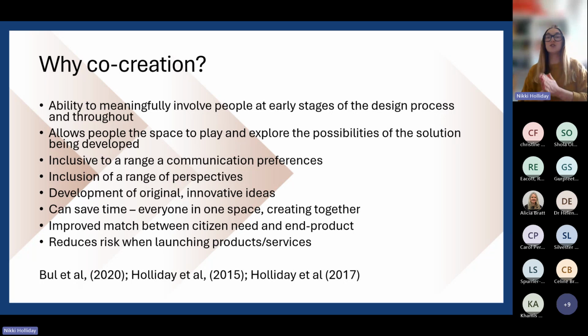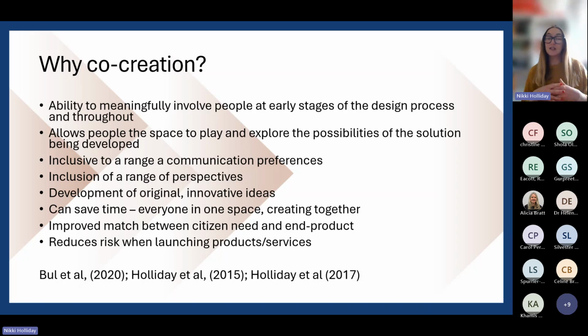We're not limited to just one semi-structured question after the other. It's a bit more flexible than that. It's inclusive to a range of communication preferences. So traditional methods such as surveys require people to be able to fill in a questionnaire, whether that's paper-based or digitally, which can exclude some people. And focus groups and interviews rely on people being able to express themselves verbally. And not everyone has the ability to do that, the confidence to do that.